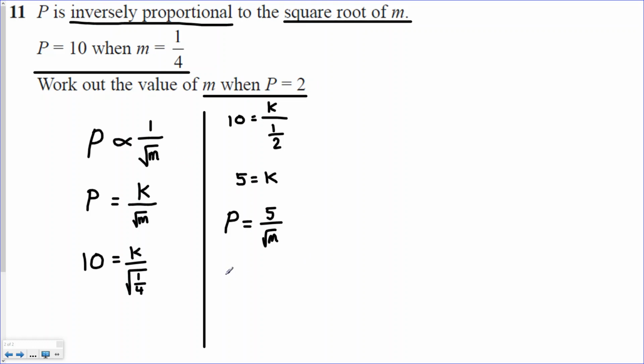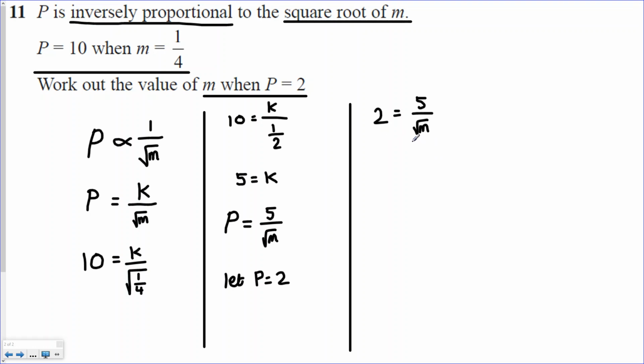So what I'm going to do, I'm going to let p equal 2. So now I'm going to do more substitution. So it's just substitution upon substitution. So if I carry my working on over here, 2 equals 5 over the square root of m. So a little bit of manipulation required. I'm going to multiply both sides by square root of m. So I'm going to get 2 root m equals 5. And then I'm going to divide both sides by 2. So I get root m equals 5 over 2.